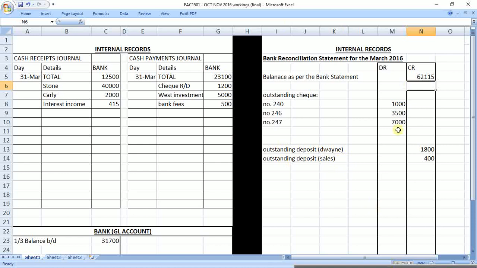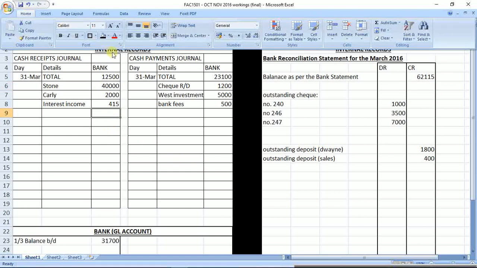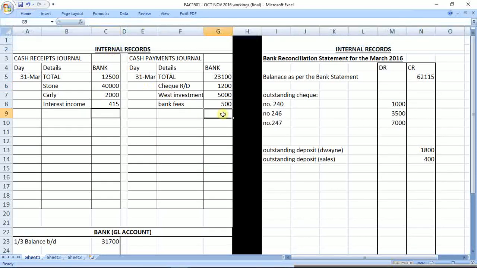To get your easy marks, this is how you get your easy marks. Once I've done that, all I need to do is total up. So, total this, total that. You type this into the calculator, and you should get a mark for doing it. I get that total. And I get that total.